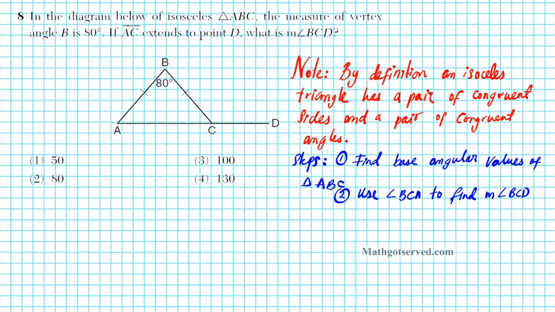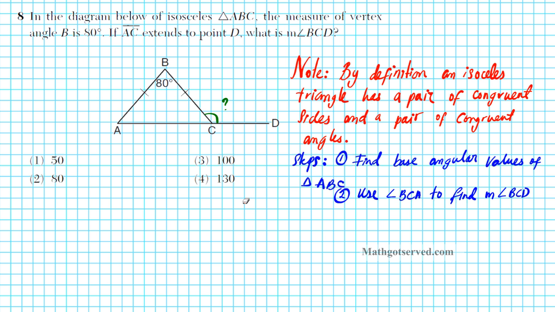All right, let's take a look at problem number 8. It says, in the diagram below of isosceles triangle ABC, the measure of vertex angle B is 80 degrees. If AC extends to point D, what is the measure of angle BCD? So we're looking for the measure of this angle right here.